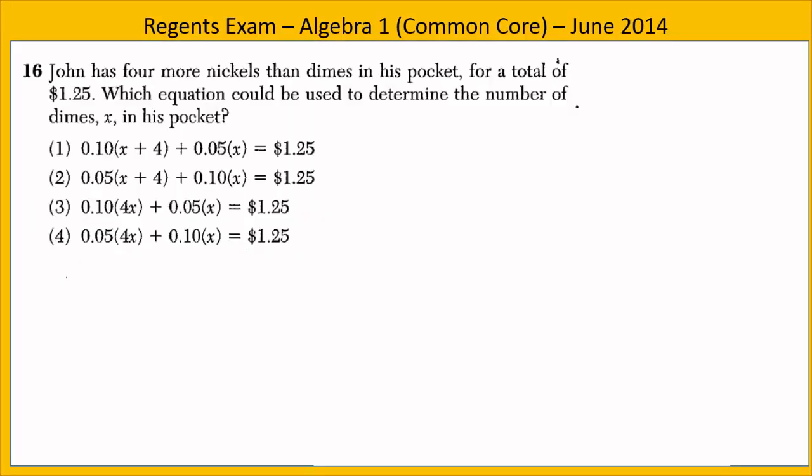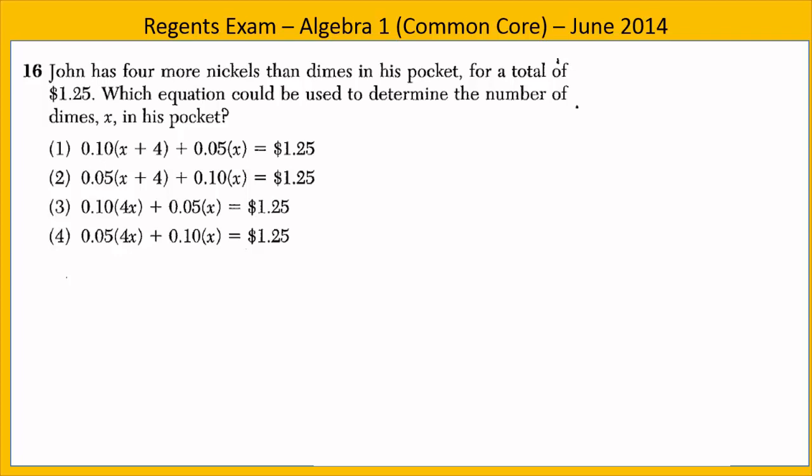In exercise 16, we're told that John has some nickels and some dimes in his pocket. We're told that these nickels and dimes total $1.25, and that he has 4 more nickels than he does dimes. We want to write an equation that can be used to find the number of dimes in his pocket.